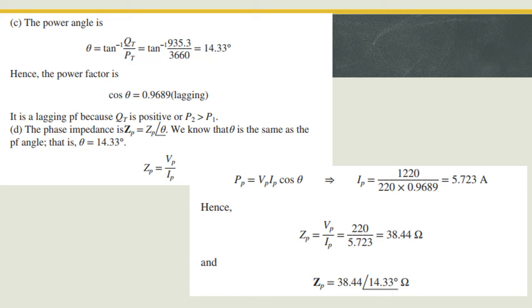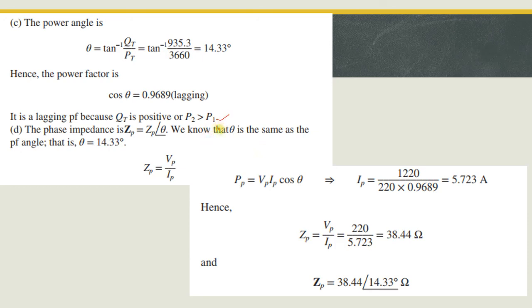The next one is apparent power and power factor angle. We know that the power factor angle theta equals tan inverse of Qt divided by Pt. Substitute all those values and simplify; the angle is 14.33 degrees. So the power factor is around 0.9689 and it is lagging. Why? Because it is an inductive load in nature.